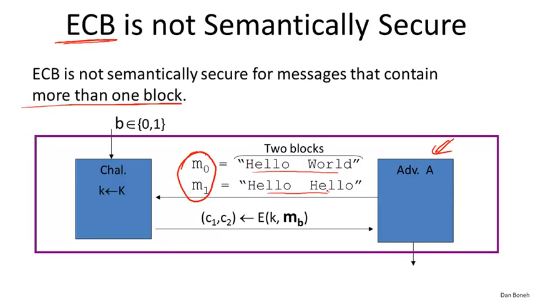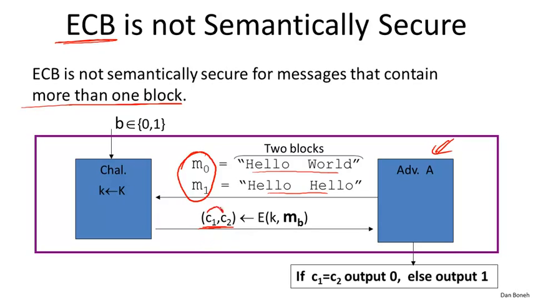Well, what is the challenger going to do? The challenger is going to encrypt either M0 or M1. Either way, we're going to get two blocks back. So the ciphertext actually contains two blocks. The first block is going to be an encryption of the word hello, and the second block is going to be either an encryption of the word hello or the word world.